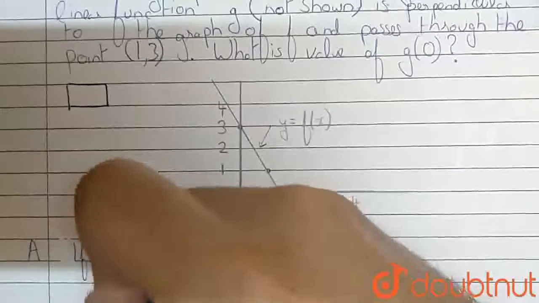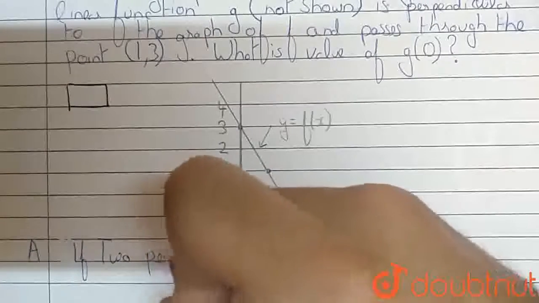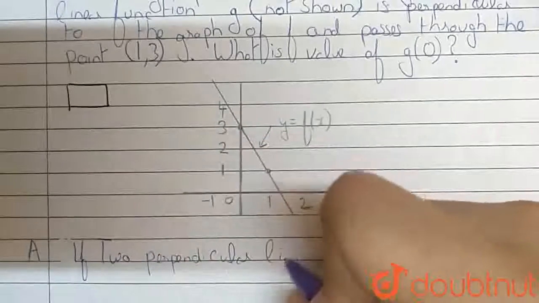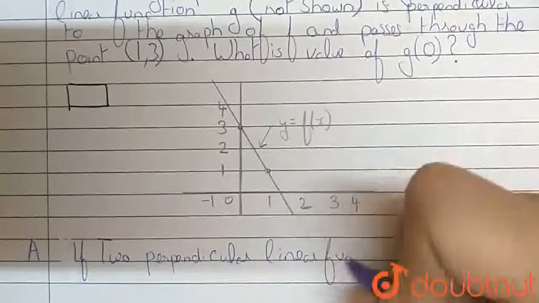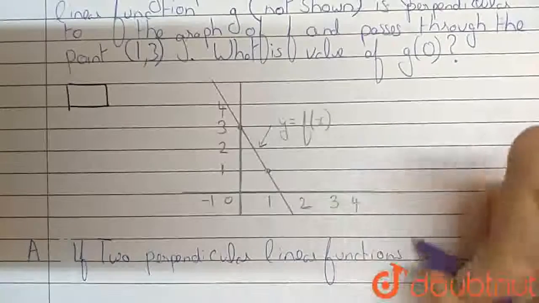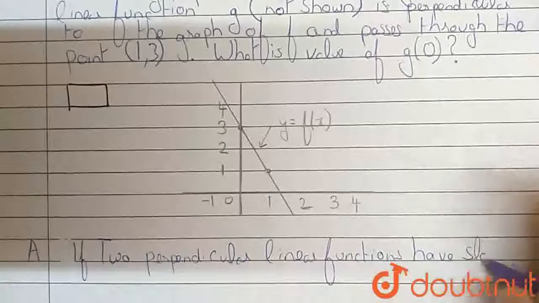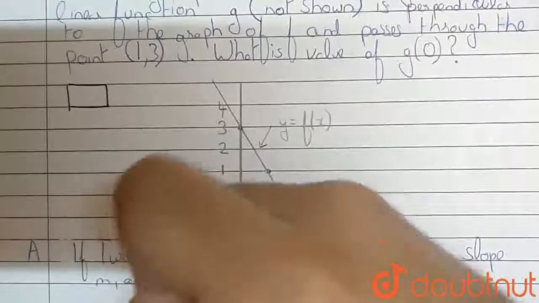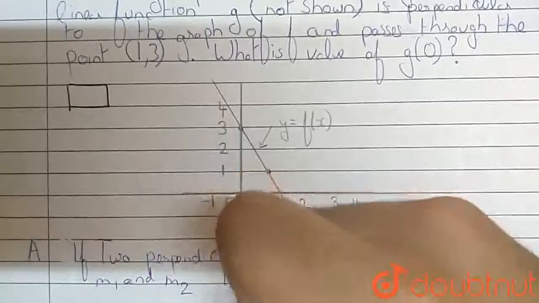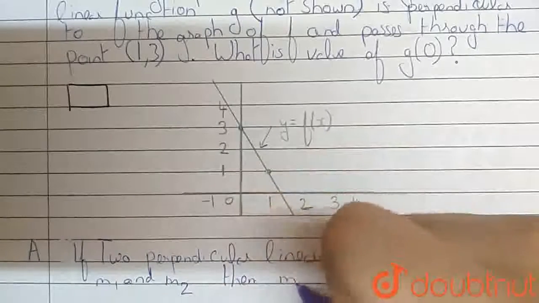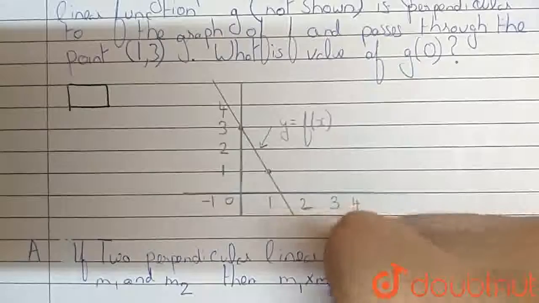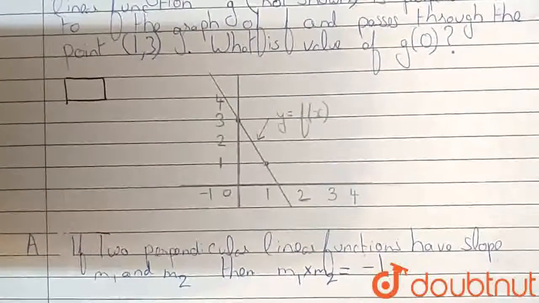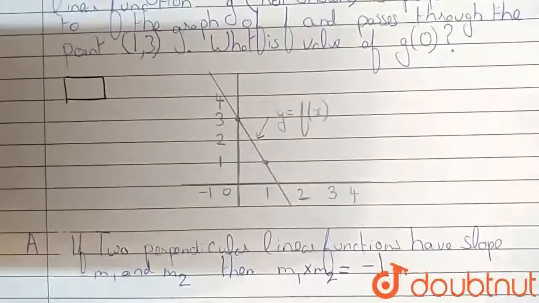if two perpendicular linear functions have slopes m1 and m2, then m1 times m2 is equal to -1. So this is an important property for perpendicular lines or perpendicular linear functions.